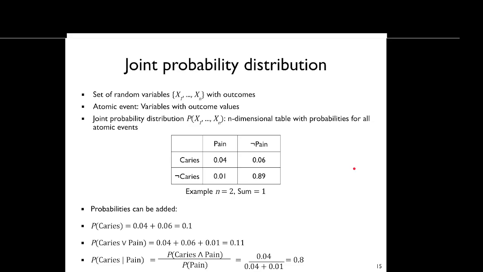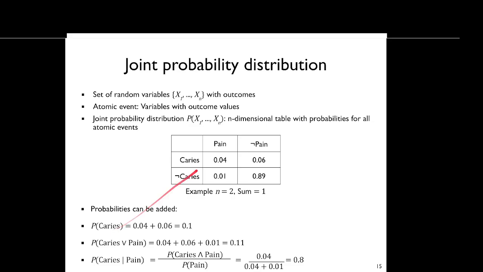Now, when we're having more than one variable, we can look at joint probability distributions. So consider the case of two variables, with their atomic events, with the outcome values for these variables. And let's consider concretely the case of pain and caries. Pain can be there or it can be absent. Caries can be there or they can be absent. And here we have the probabilities. So pain and caries comes with 4% likelihood. No pain, no caries comes with 89%. And overall, these four probabilities sum up to 1. And we can actually add these probabilities.